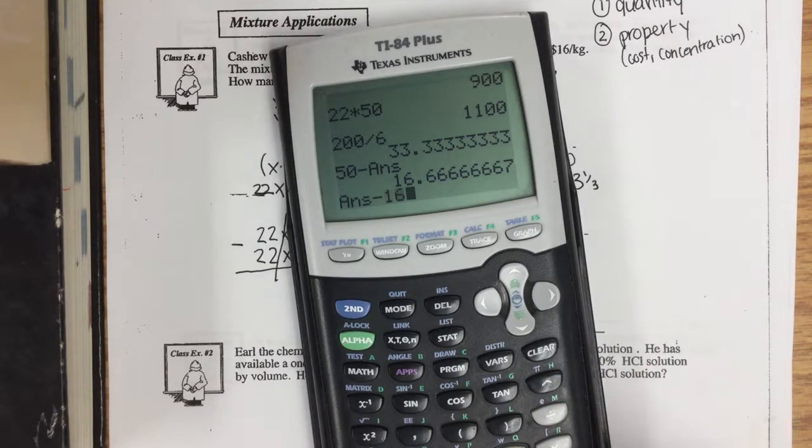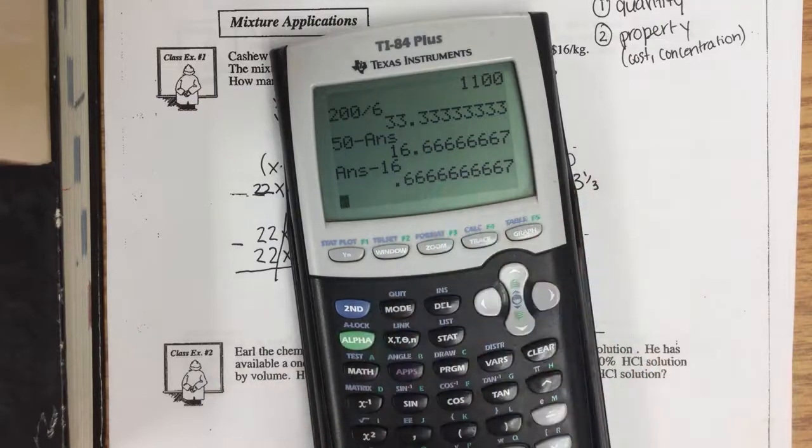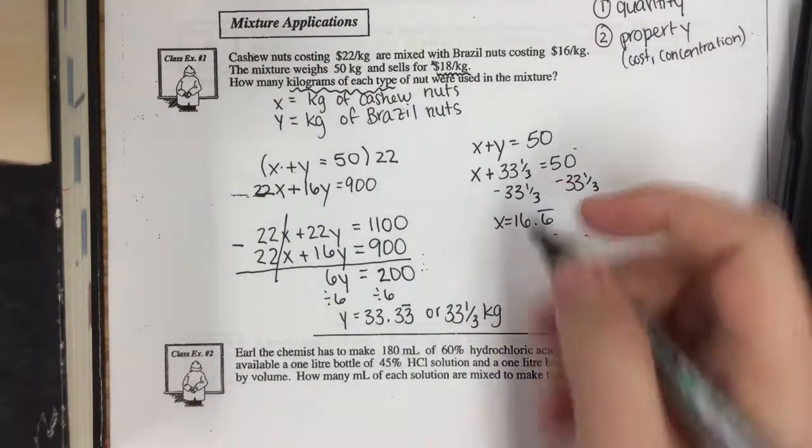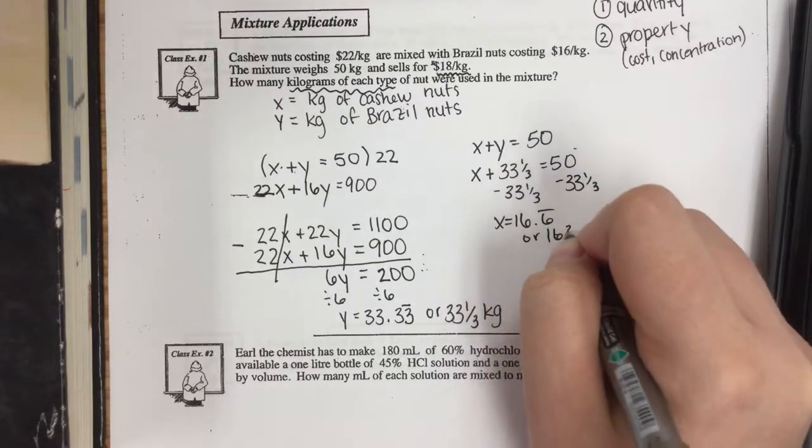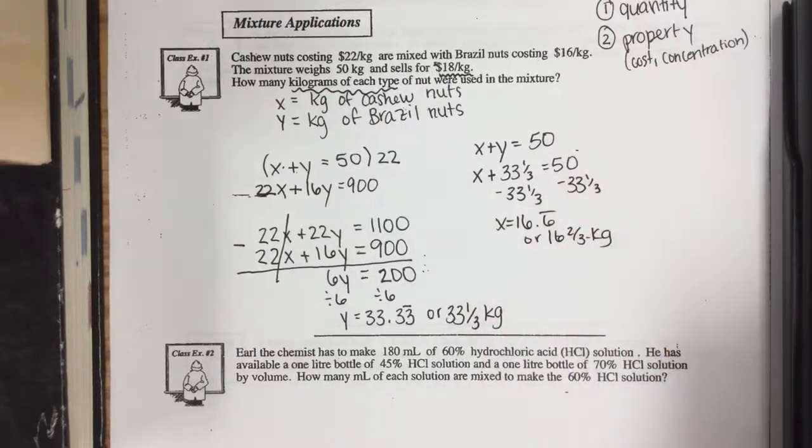I want to take away the whole number, so I'm just going to take away 16. And then I want to know what portion or what fraction this corresponds to. And I'm going to math fraction that. 2/3, 16 2/3. That was in kilograms.